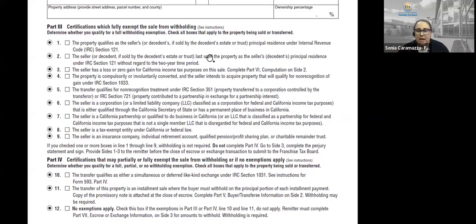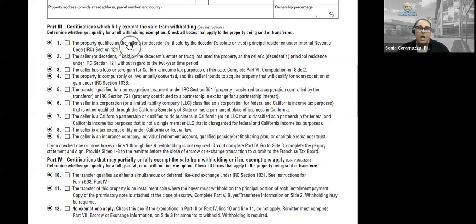If you're looking into the actual Internal Revenue Code section 121, it's 2 out of the last 5. We went ahead and added line 2, which is without regard to the 2-year time period. So it doesn't matter if I've lived in the property for only 6 months. If it's my current principal residence at the time of sale, I can meet an exemption. So number 1 being, it doesn't have to be consecutive.